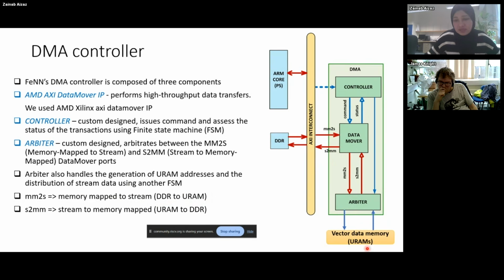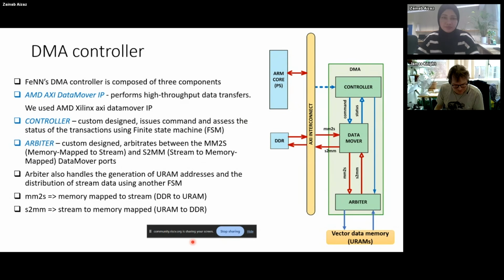So from here, and to stream: why does URAM represent a stream? Because the transfer of data is taking place through the AXI stream protocol. So that's why DDR to vector data memory is a memory mapped to stream transfer, while stream to memory mapped is the transfer from data memory to the DDR. So this is how it's happening.